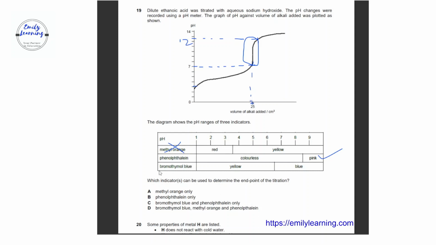Similarly, for bromothymol blue, this is 6.5. So at 6.5, which is here, it changes color. And that is not the end point yet, right? So it cannot be used. So the only option is phenolphthalein, which is option B.